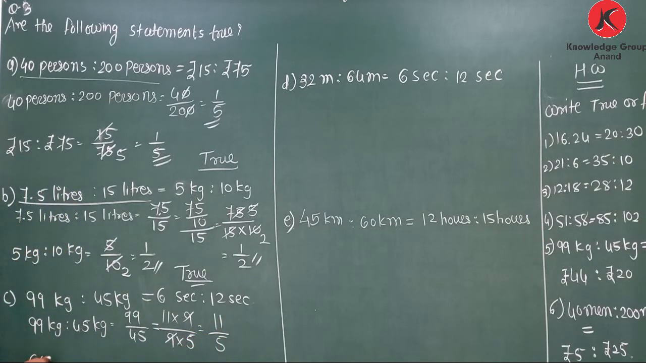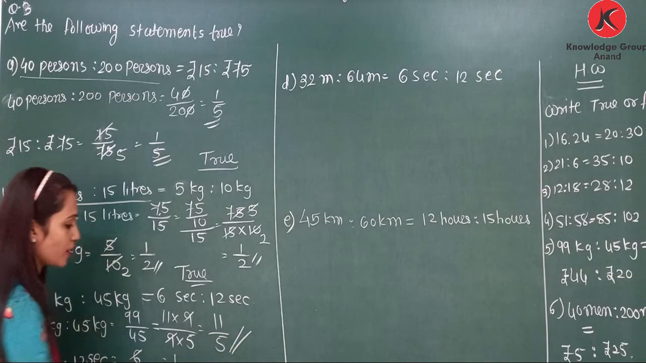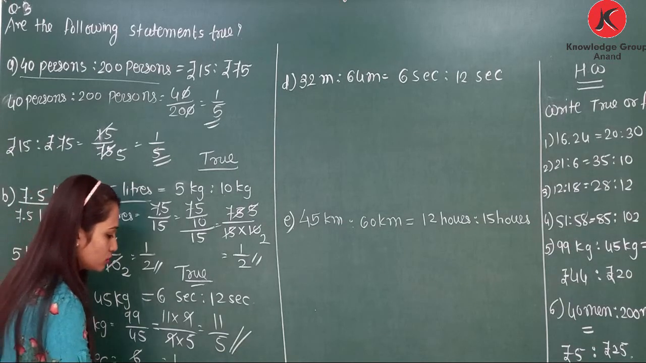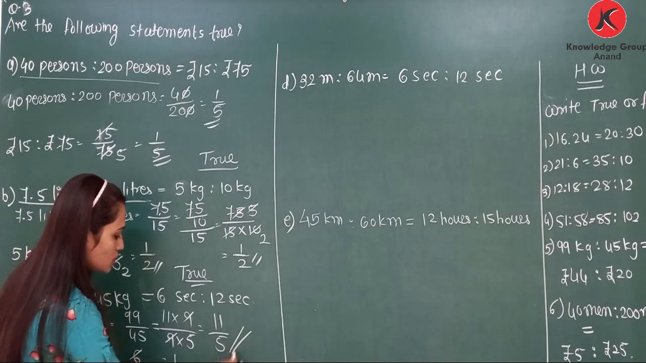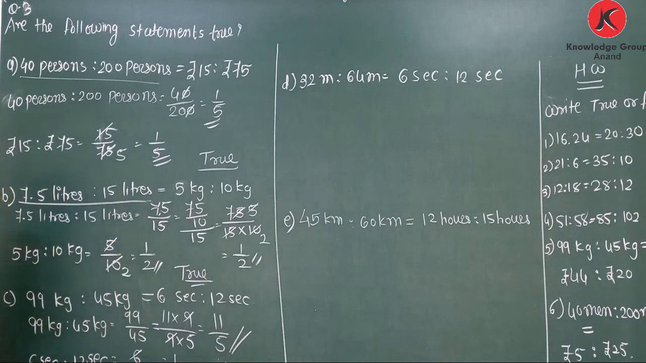Next, 6 seconds to 12 seconds. So it is 6 by 12. 6 2s are 12, so it is 1 by 2. Now here the ratio is 11 by 5, and the other ratio is 1 by 2. So they are not same. So we can write it is a false statement, because 11 by 5 is not equal to 1 by 2.